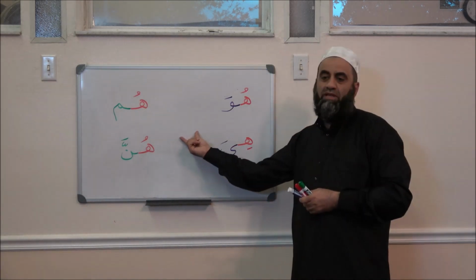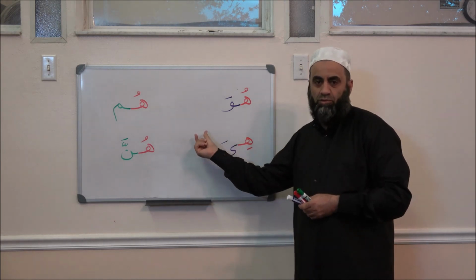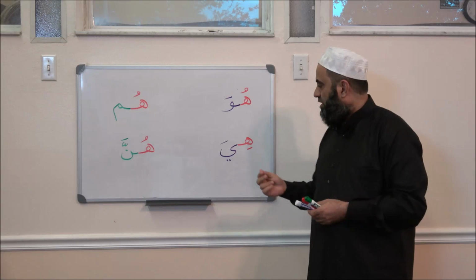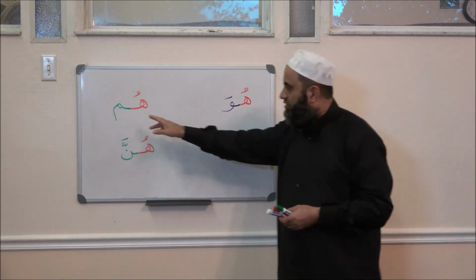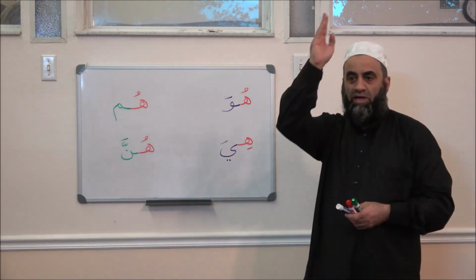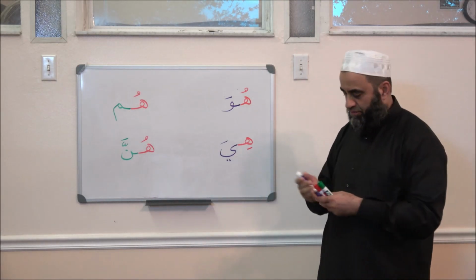Now, how do I build my two? I'm talking about them, two people. I take the base. I said the meme will make it plural. Then to bring it back to two, I add an alif. So let's do it.